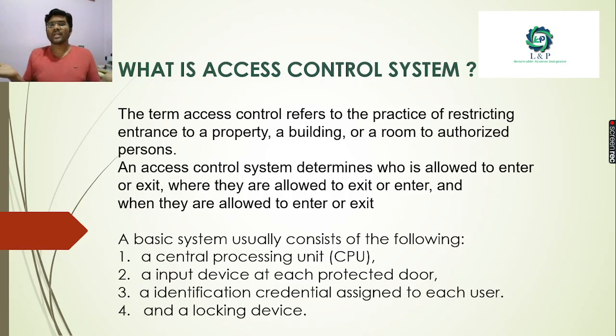And basically, what all the equipment will be used inside this access control system? There will be a CPU, central processing unit, or a processor, and we will have the input and the output devices. These are installed near the doors. Also, if we are using multiple devices, we need to have an identification marking for each and every device, and we need to have credentials assigned to each and every user. And at last, we need to have a locking system, that is nothing but an output device.